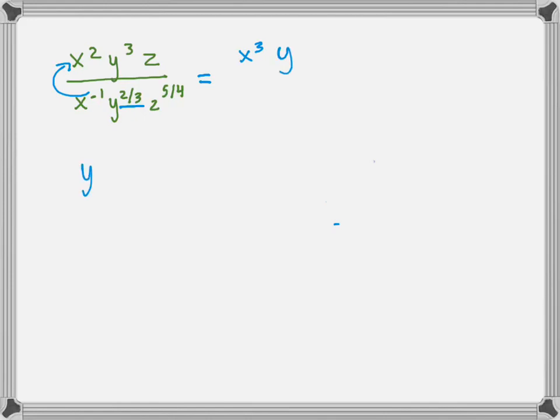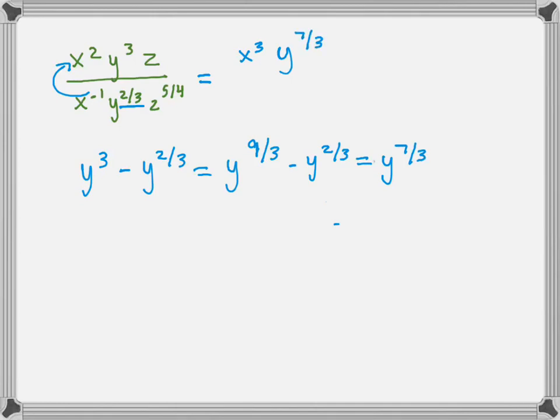And then if we do this, so y to the 3rd minus y to the 2/3, we can also make that y to the 9/3 minus y to the 2/3, which equals y to the 7/3. So we can make that y to the 7/3.